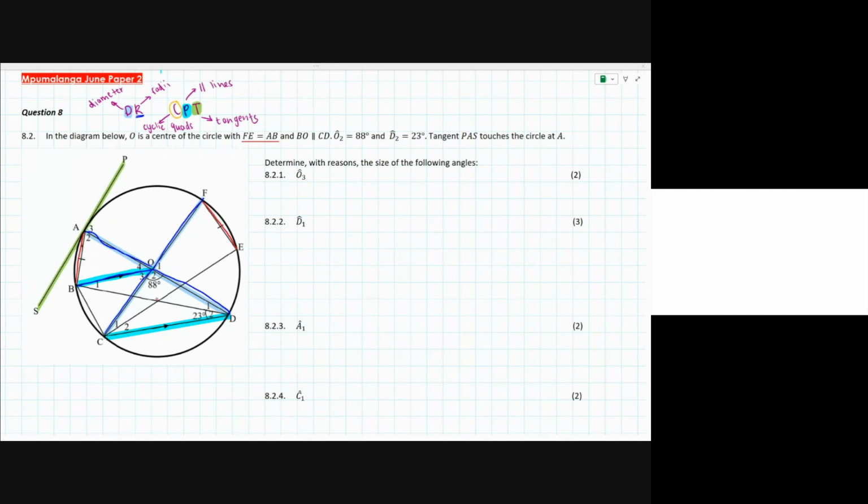All right, so 8.2.1 asks us for the angle of O3. So this is a 2 marker. I'm going to give you guys 2 minutes to think about it. We want O3, which is this angle over here. So think about it, O3 with a reason.